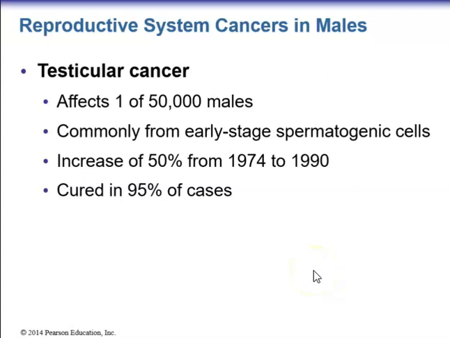So now we're going to get into the different reproductive pathologies. First, we'll talk about reproductive system cancer in males. There is testicular cancer, or cancer of the testes, which affects 1 of 50,000 males, and commonly arises from early stage spermatogenic cells. There was about a 50% increase from 1974 to 1990, and this was cured in about 95% of cases.